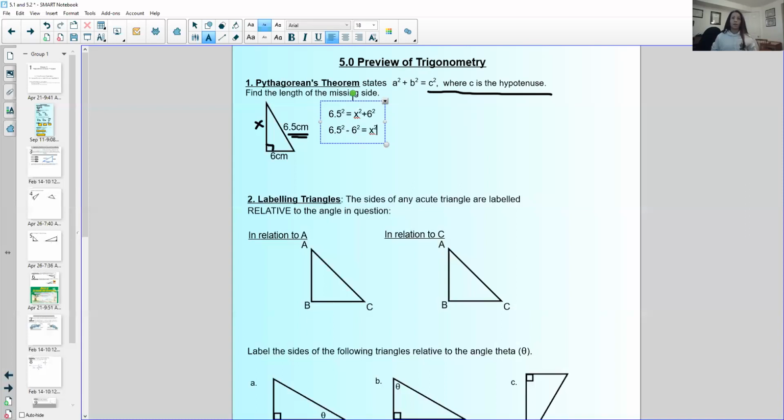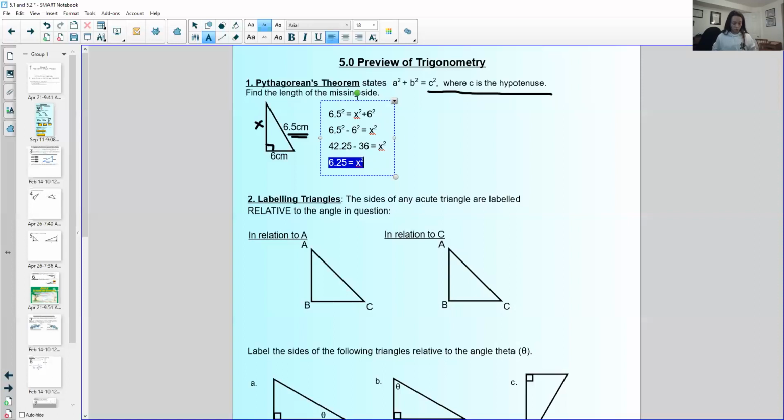All right, so now when I want to figure out what x squared is, I'm simply going to evaluate each of these. So 6.5 squared is 42.25. We're going to subtract 6 squared, which is 36, and that should give us x squared. 42 minus 36. Oh, I'm sorry, this should be 36.25. 42.25 minus 36.25 is 6.25.